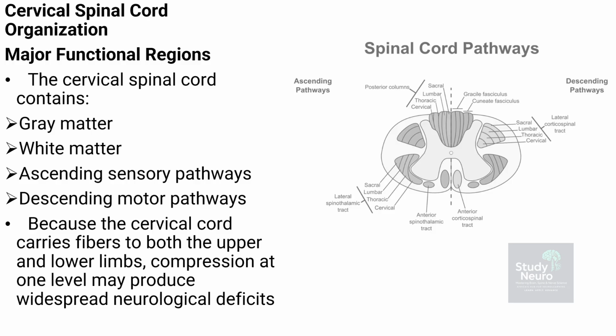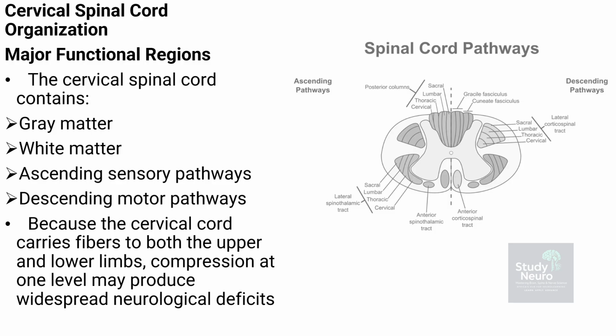The cervical spinal cord is organized into gray matter, which contains the nerve cell bodies, and white matter, which contains the nerve fibers that carry signals between the brain and the rest of the body. This organization is fundamental. Within the white matter are ascending sensory pathways that transmit information to the brain, and descending motor pathways that carry commands to the muscles.